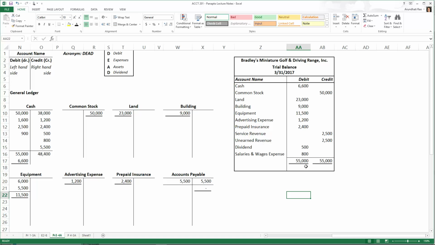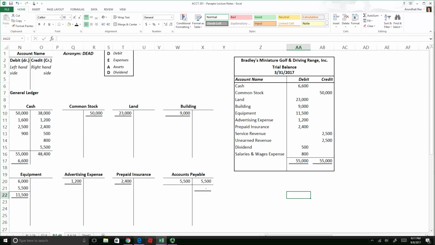So this covers one half, or at least the first 4 steps of the accounting cycle. In Chapter 4, we'll go through the remaining steps of the accounting cycle.